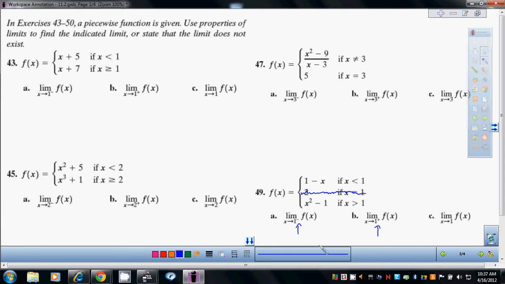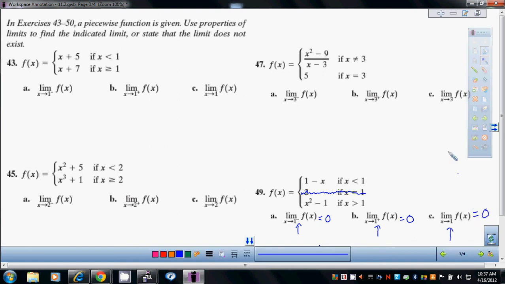So, to find it from the left side, which of these two functions talks about numbers on the left side of 1? The top one. So you plug 1 in for this, and what do you get? 0. Now, there's no denominator, so that's a perfectly legitimate answer. This one is 0. What do you get if you plug it into the bottom one? 0. The final one, exactly. If they're the same, then that'll be it.